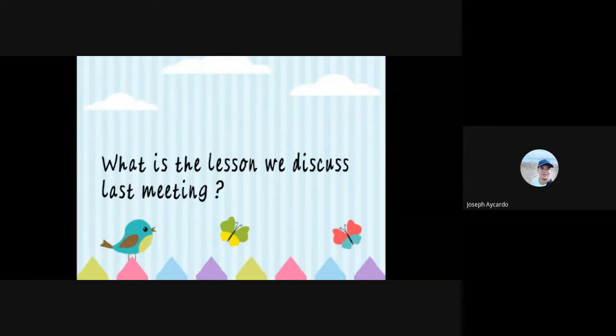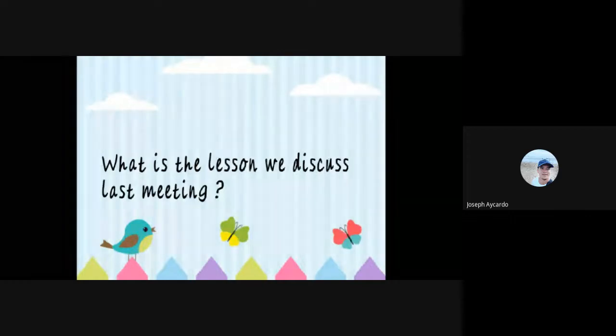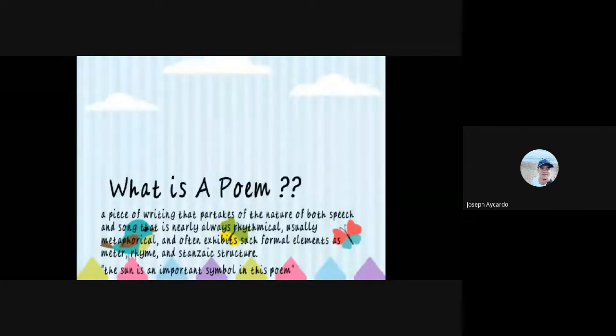Next, who will remember our lesson last meeting? Okay, Lisa, please give me an idea of our topic last meeting. Okay, very good, Lisa. Our topic last meeting is all about poems. A poem is a piece of writing that partakes of the nature of both speech and song that is nearly always rhythmical, usually metaphorical, and often exhibits such formal elements as meter, rhyme, and stanzaic structure. The sun is an important symbol in this poem.